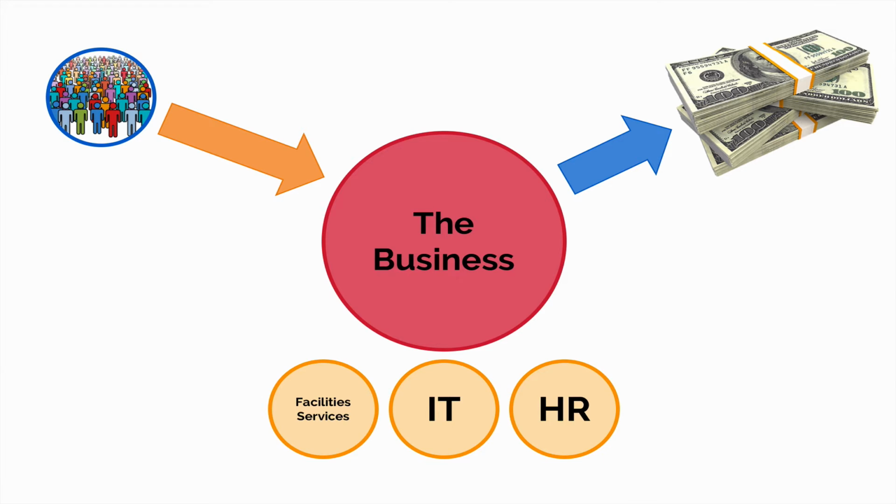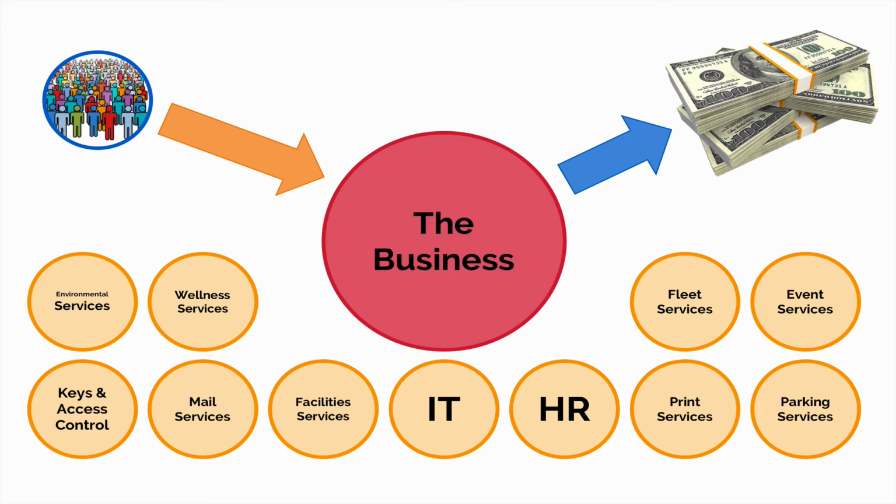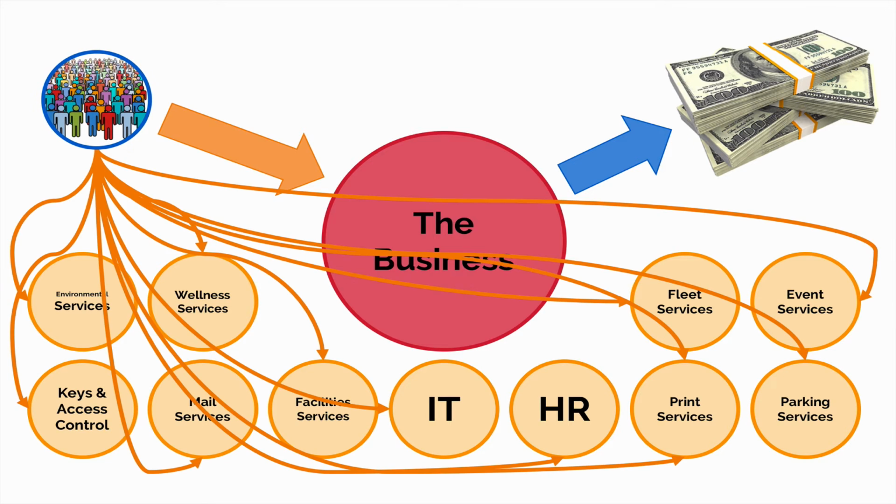HR and facilities are two other types of common service providers that we see supporting users to help them run a business. Maybe we also have additional service providers, such as mail services or print services, that provide additional support in their own specialty areas. Or maybe we have a multitude, like environmental services, wellness services, keys and access control, fleet services, event services, and parking services. Sometimes these are also called fulfillment centers. You can see how we can end up with a lot of different service providers providing many different types of services to users. Unfortunately, it's not always easy for the users to navigate around these service providers to get their services fulfilled.